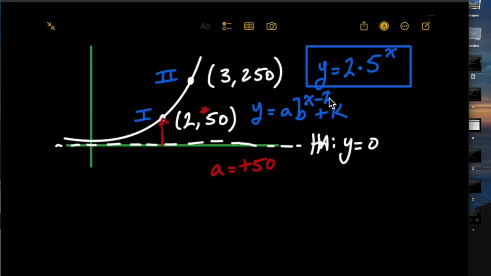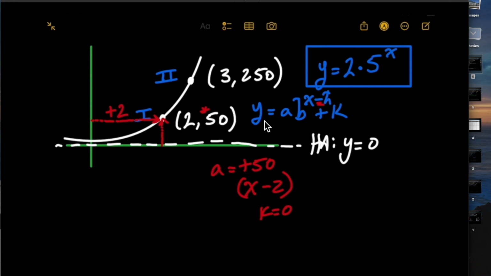To get the exponent elucidated, we're going to start at the y-axis and we're going to move to point number 1, and we're going to note how far in the x direction we went and whether we went to the right or to the left. And indeed, we went to the right 2 units. Because of that minus in that parent equation, we're going to use x minus 2 as the exponent. And then finally, as mentioned, our k value is going to be 0.